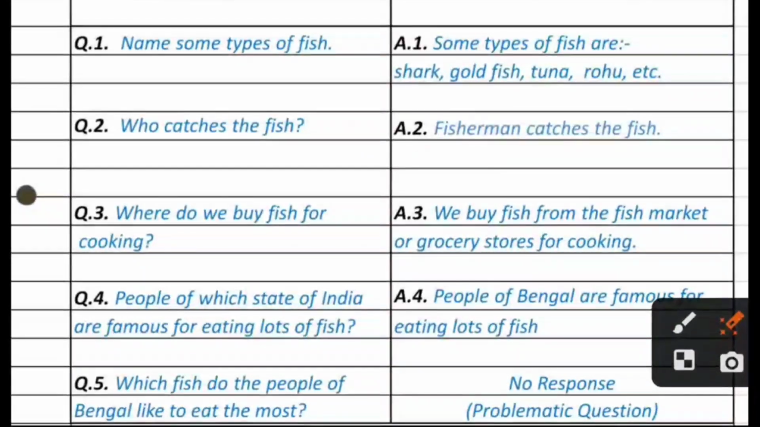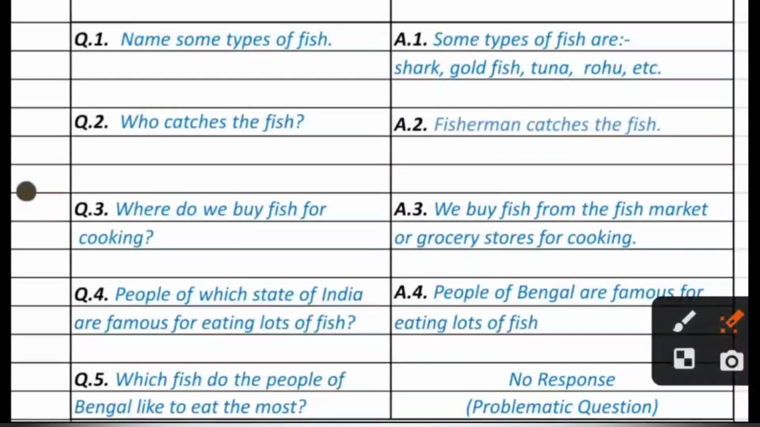And the fifth question which we'll ask, if it is the last question for our lesson plan, then it should be related to the topic and it should also be a problematic one. Problematic means it is expected that the children wouldn't know its answer. So we'll write over here no response, because children will not be able to give the answer of this question, and then we'll declare the topic.